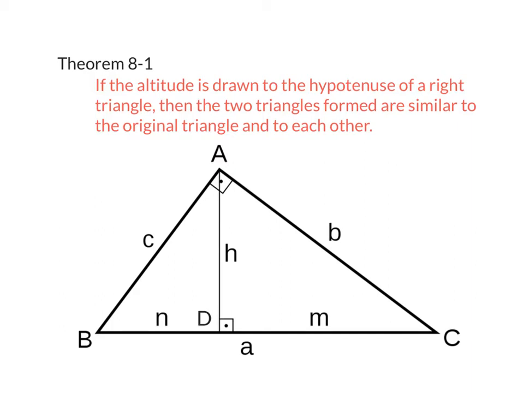So let's look at our diagram here. We have a right triangle ABC, and we're drawing an altitude from A to point D, which is on the hypotenuse, okay? Now, we have three triangles here. We have a triangle on the left, ABD. We have a triangle on the right, let's see, CAD, and we also have the original triangle, which is CBA. All three of those triangles are indeed similar, and that is exactly what this theorem is saying.